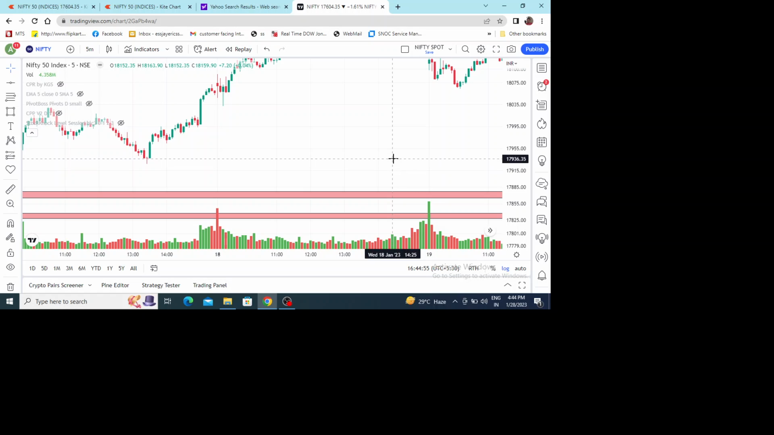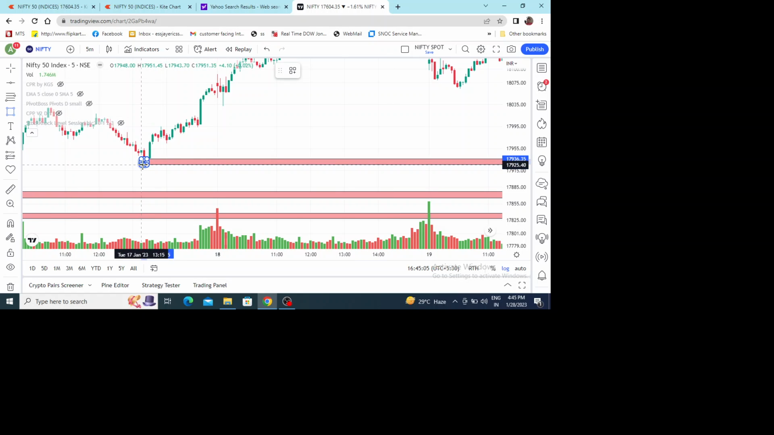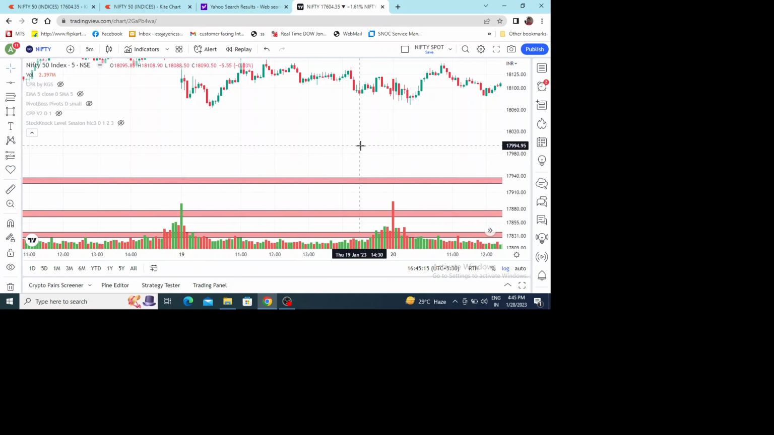So we can consider 17,937 to 17,930. We can make it correct in time. So you can consider this also a reversal zone or a support zone. So we can book a profit over here for this short.